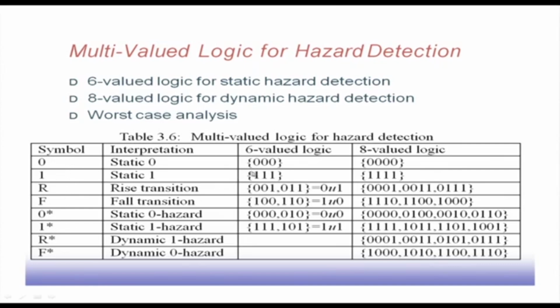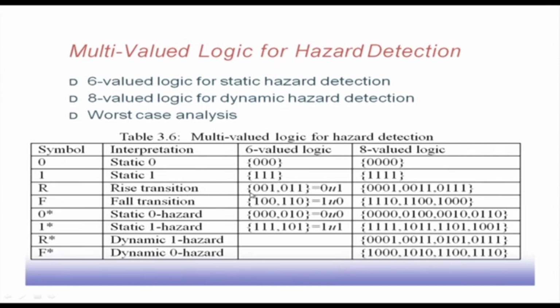Now, their actual values have been assigned in such a fashion that if we do AND or OR operations with them, we will be getting the hazards. Like here, if a line is permanently 0, static 0, that will be coded in a 6 valued logic as 0 0 0, whereas 1 in 6 valued logic is actually represented by 1 1 1, triple 1.